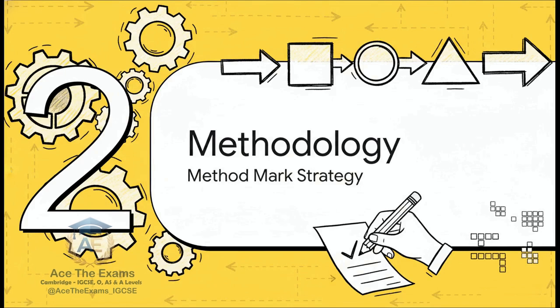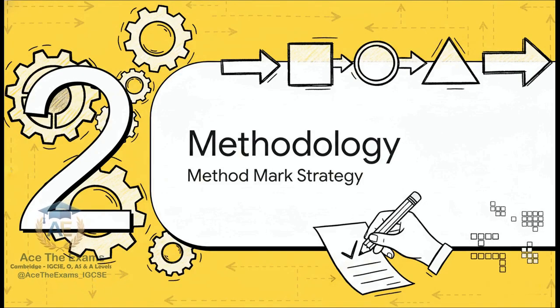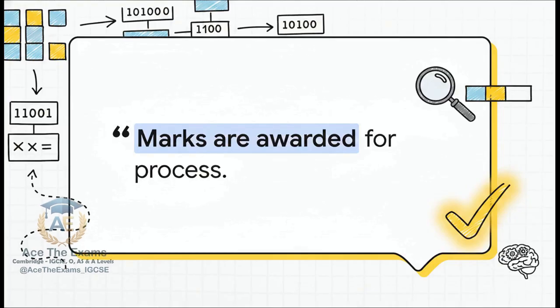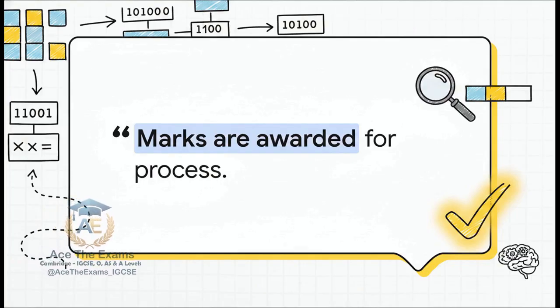This is the actionable mechanics. This is the method mark strategy, where we take those red pen marks you usually get and start transforming them into green check marks. Remember this golden rule. Write it down, etch it into your brain. Marks are awarded for the process. This is a massive relief, but it's also a very strict requirement.